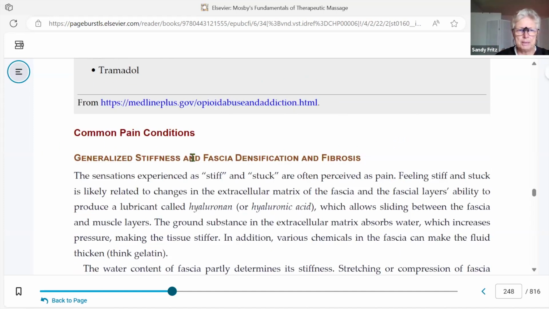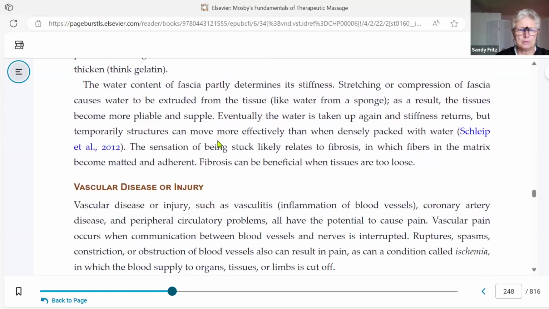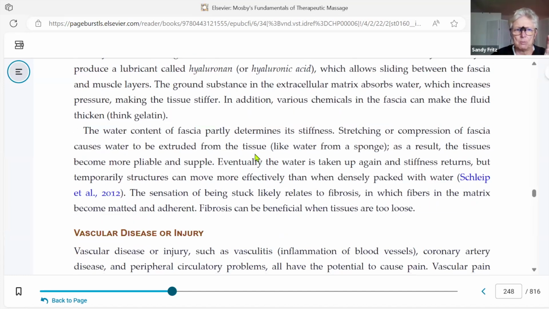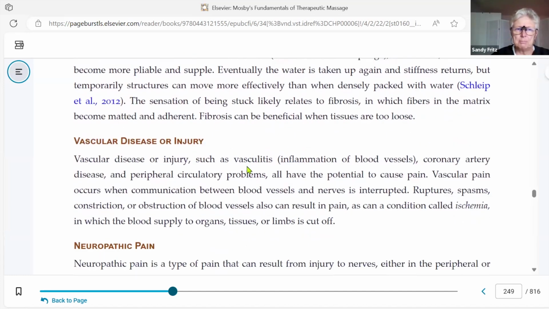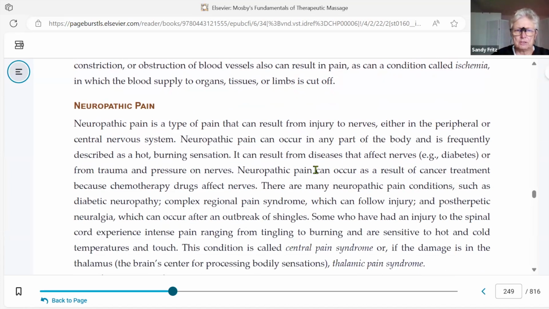So here are your common pain conditions that you're likely to encounter. You've got your generalized stiffness, and stiffness, you want to challenge people to describe, because if it feels icky to them, quite often they're going to call it pain, but it really is more often stiff and stuck and tight. They might use terminology that way. If there's not enough blood to an area, it's going to be painful. Neuropathic pain is specific to the nerves.